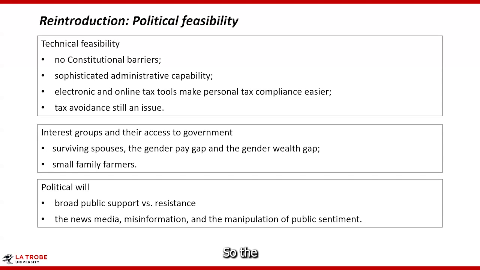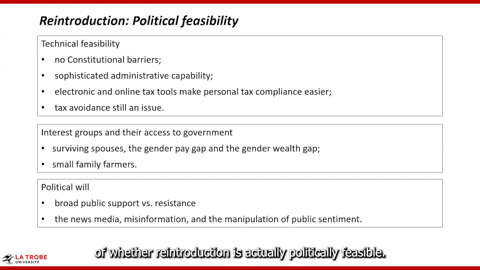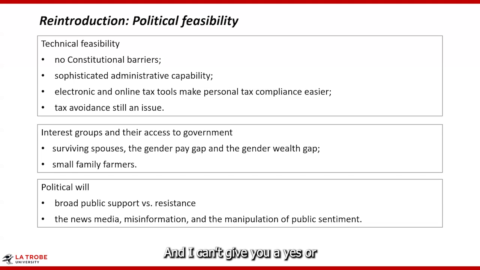So the persistence of this kind of behaviour does invite the question of whether reintroduction is actually politically feasible. And I can't give you a yes or no answer to this question, but I can draw your attention to some of the different components of political feasibility.